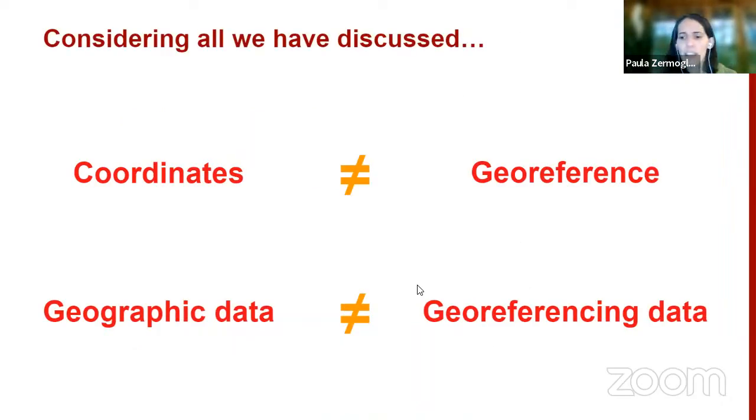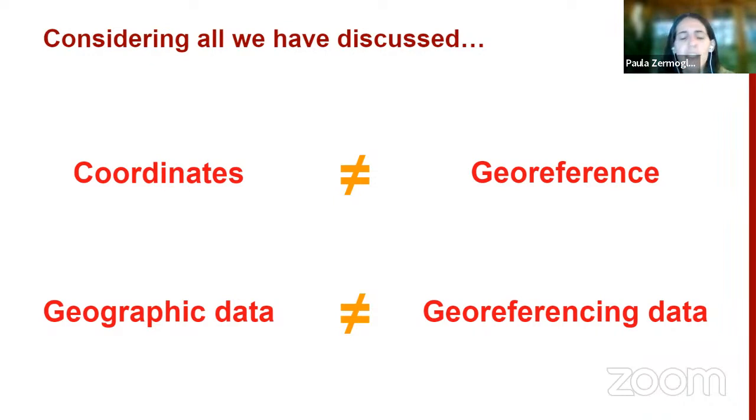Okay, so with all that we have said so far, I suspect that you can infer that having coordinates is not the same as having a georeference. As we were seeing before, what coordinates represent is different, for example, if we use different datums. So if we just have coordinates, we cannot really know where we are. And also, having geographic data is not the same as having georeferencing data. And so we have to be very careful.